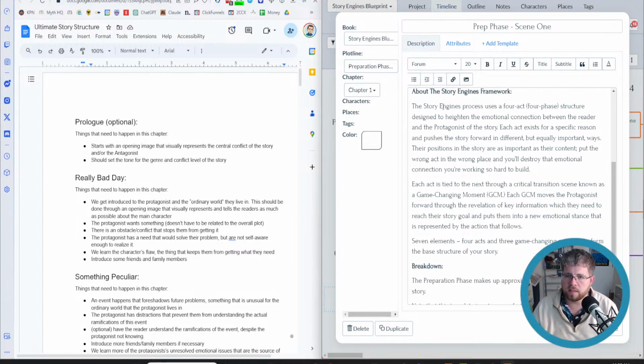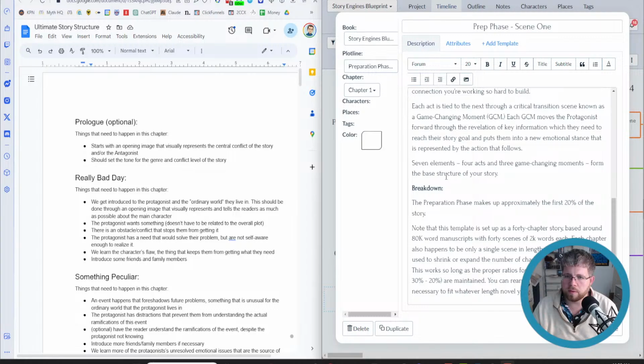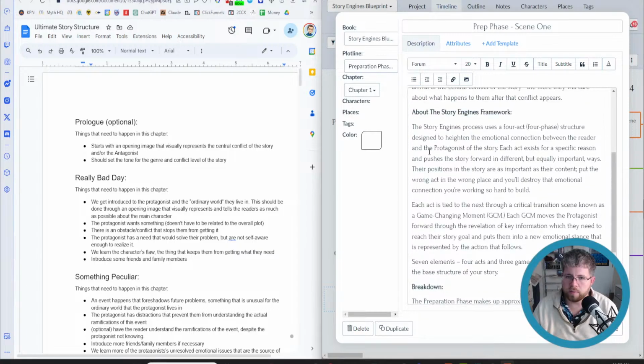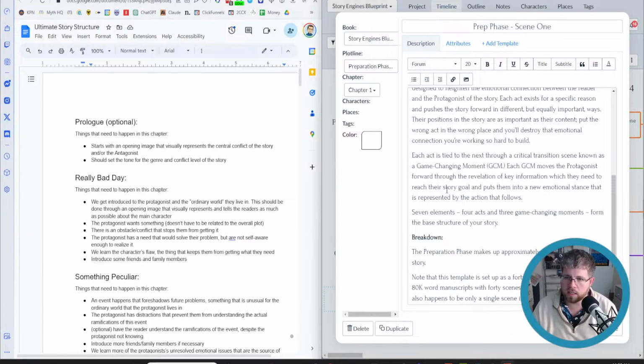So that's for Act 1, not necessarily for this scene. And this is about the story engine framework, which isn't quite what we're looking at either. Well, let's read it because I'm not so familiar with it. The story engine's process uses a 4-act or 4-phase structure designed to heighten the emotional connection between the reader and the protagonist of the story. Each act exists for a specific reason and pushes the story forward in different but equally important ways. Their positions in the story are as important as their content. Put the wrong act in the wrong place and you'll destroy that emotional connection you're working so hard to build. Each act is tied to the next through a critical transition scene known as a game-changing moment. We got a couple of those.